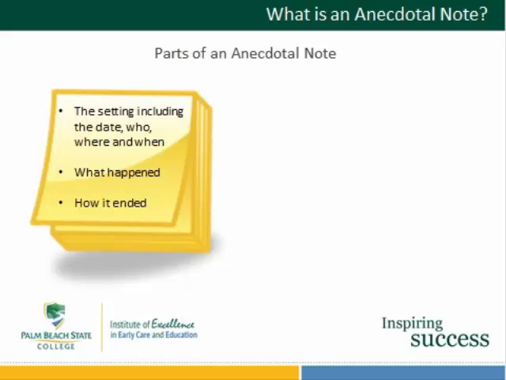An anecdotal note begins with background information, including the date of the observation, the child's name, the location of the observation, and the part of the day when the observation is taking place. The second part of the anecdotal note is the description of what happened, including exactly what the child did and said. The third part of the anecdotal note is how the child's actions ended.